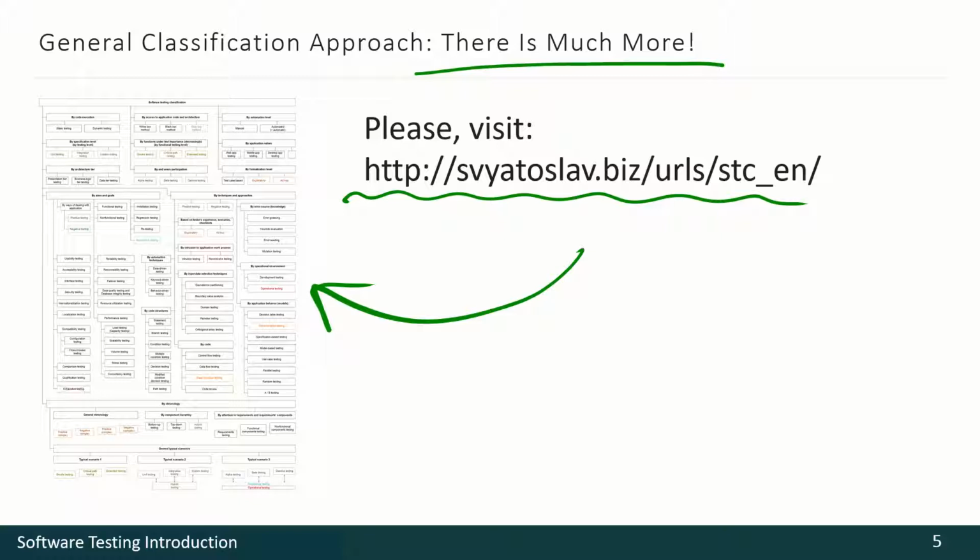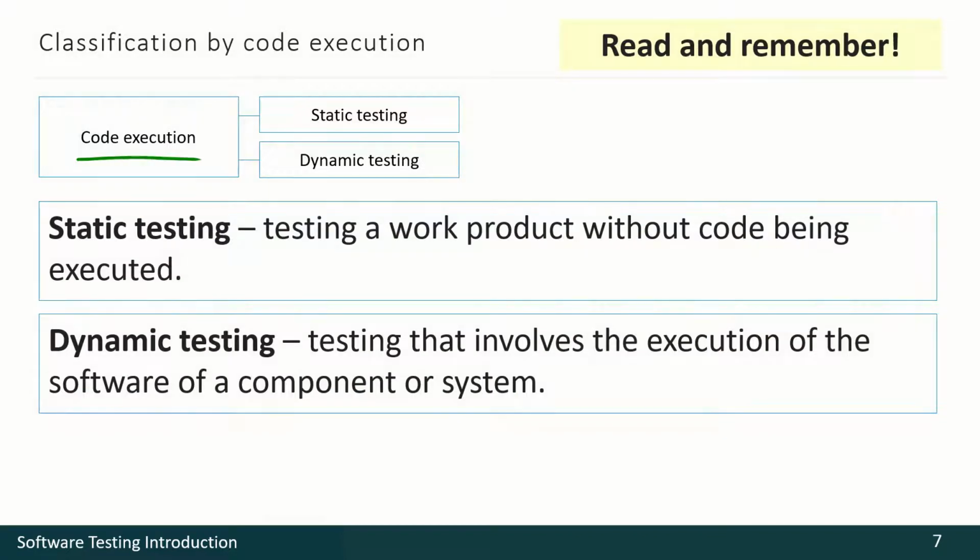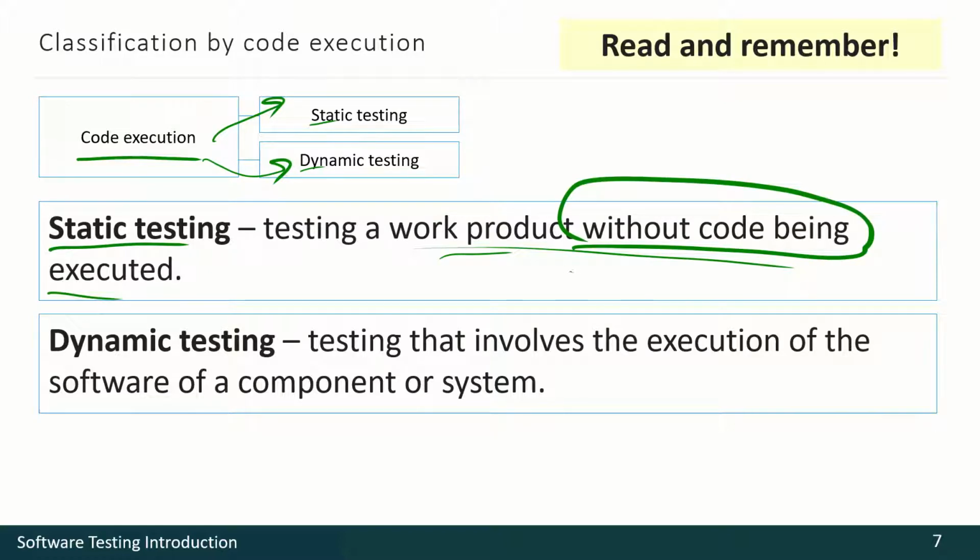And we are returning to this already familiar picture. And now we shall review all those ideas in detail. By code execution, we may split software testing in two streams, static and dynamic. So, static testing refers to any testing without code execution. The main idea is without. So, we may test the code itself, we may test documentation, prototypes, screen drafts, some pictures, and so on.